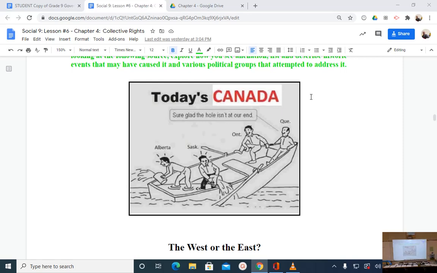So at the beginning of this chapter, I suggested that we're going to learn a few things in chapter 4. We're going to concentrate on what are collective rights. We're going to look at the collective rights of Canada's Indigenous people. We're going to look at the collective rights of Canada's Francophones. But we're also going to look at some emotion felt in Western Canada, in Alberta, and also felt in Quebec. What was that emotion? Anyone? So the emotion is alienation.